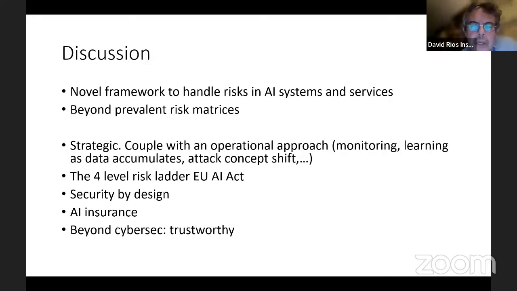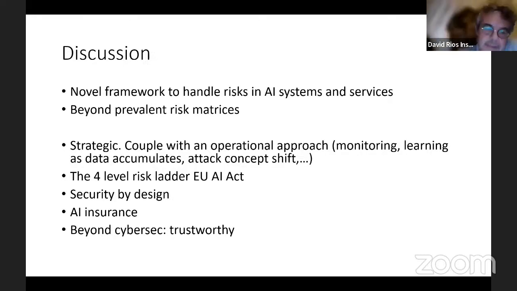I mentioned before that the European Act talks about a four-level risk ladder. So we could use this kind of thing to define certain thresholds to quantify where in that ladder our system is, which is important, I guess, for consulting companies.